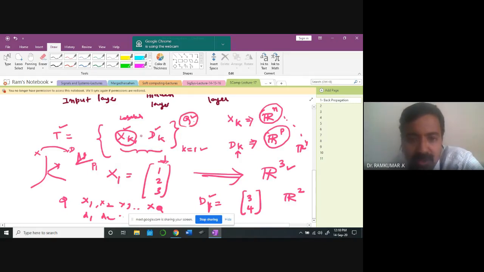x1, d1, x2, d2, x3, d3, like that, xq, dq we have. Each x is a 3-element or 2-element vector based on the dimension of the data set. Is it all right? Can you give one example for this kind of data set? For example, the pattern X1 can be 1, 2, 3. What can this 1, 2, 3 represent?